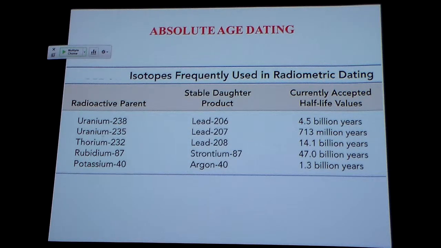And depending on what bracket of ages we want to age date, we use different combinations of materials. For instance, uranium-238 to lead-206 that we just looked at, it has a half-life value to go through that whole chain of 4.5 billion years. Hey, does that sound familiar? What a handy deal. It goes right back to the beginnings of our solar system.